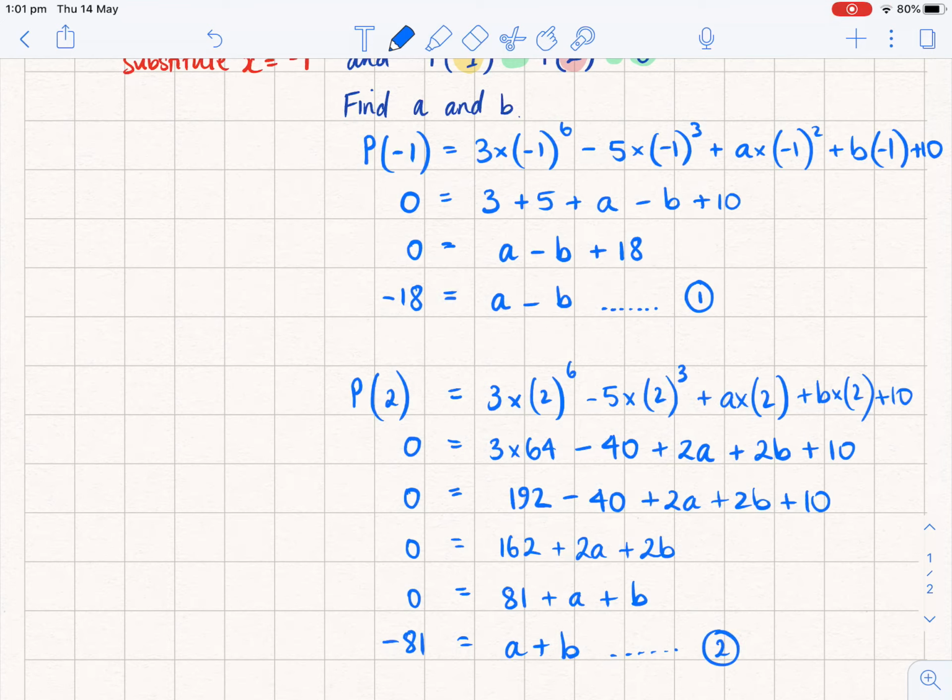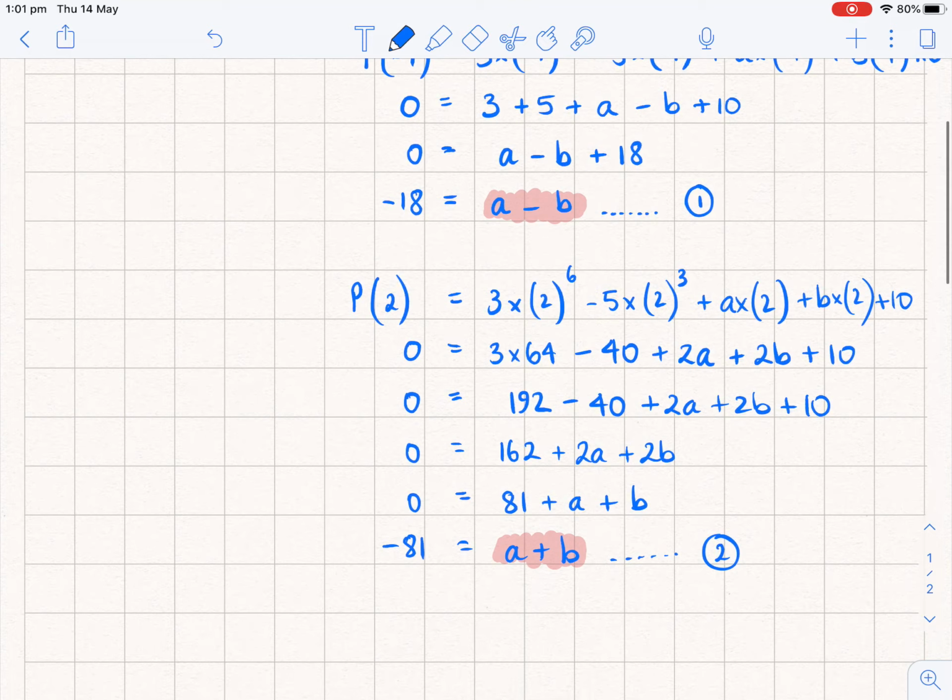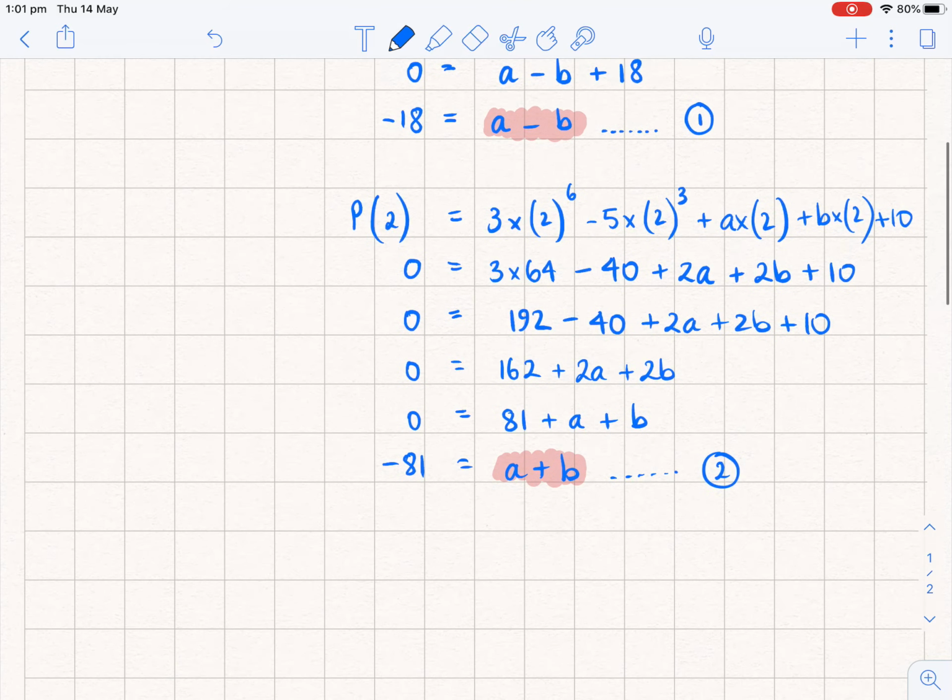So I've got two unknown values. I've got to try and find out what a and b are. So I've got two unknown values and I have two equations. So the easiest way to do this is through solving simultaneous equations. And because I've set it up so I've got an a take away b and an a plus b, the easiest way for me to solve this with simultaneous equations is to just take equation 2 and add to it equation 1.